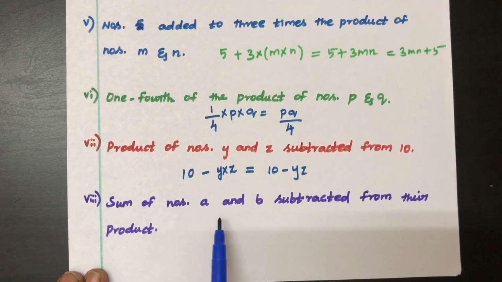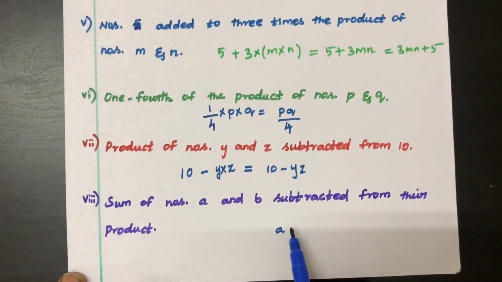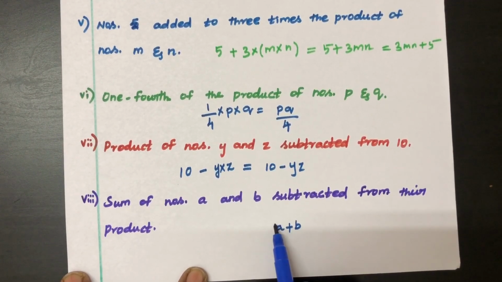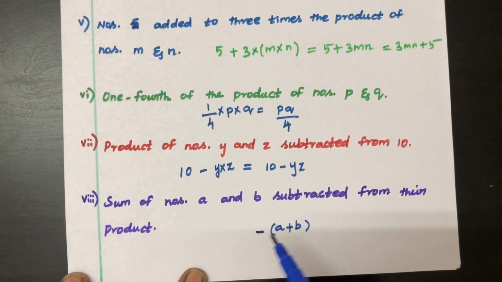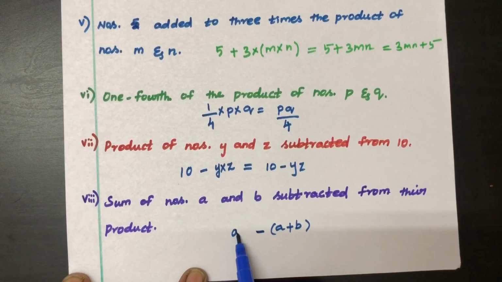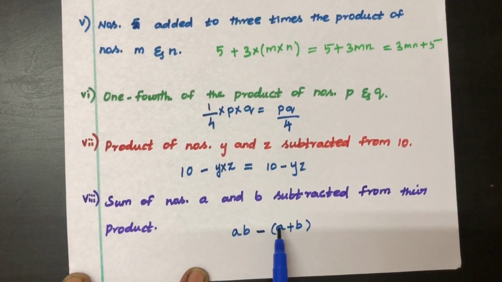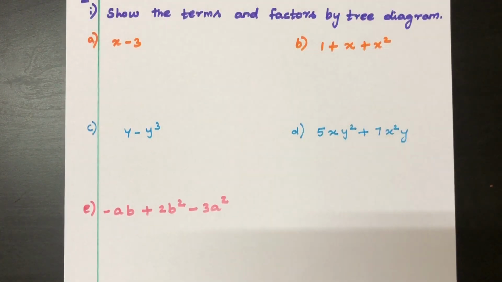Sum of numbers a and b subtracted from their product. Sum of numbers a and b means a plus b. Subtracted from their product. So "from" means it should come before this expression. The product is ab, a into b is ab. So the answer is ab minus (a plus b). This is the answer.